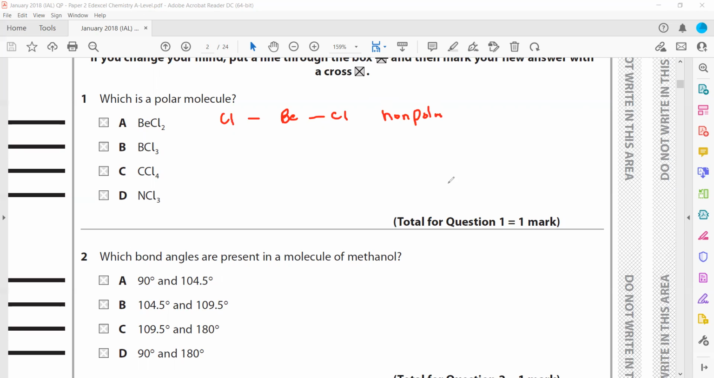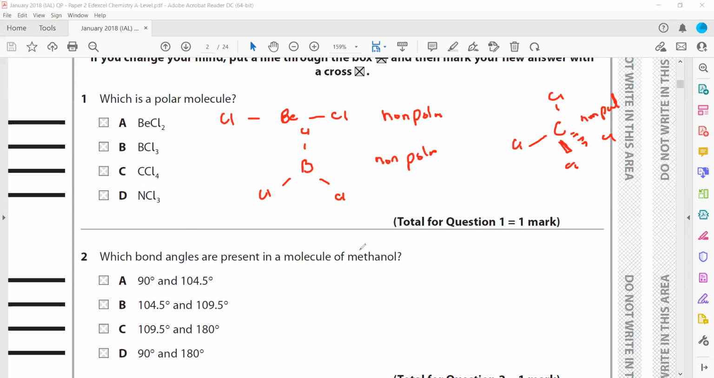BeCl3, BCl3, boron trichloride. In boron trichloride also there's a symmetry in the structure. Then again it will be non-polar. CCl4, carbon tetrachloride, a tetrahedral structure will be there. One will be in, one will be out, and two of them are in the same plane. So again, there's a symmetry in the structure, so it will be non-polar.